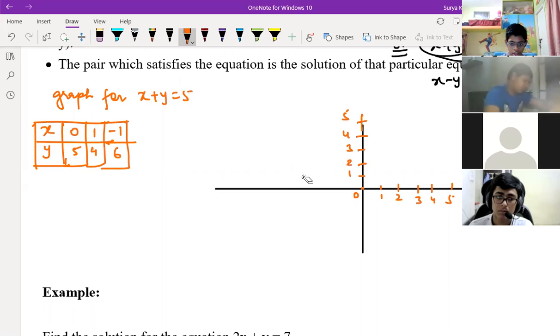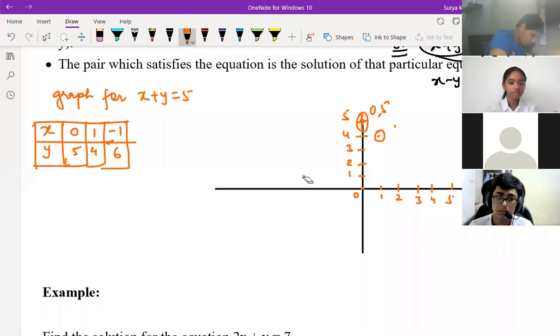So at 0, what is there? 5. We should point here. We write 0, 5, like that. Again at 1, we are getting 1, 4. We have to point over here, 1, 4. Understood, Nihar? Yes, sir. Again at -1, we are getting 6. It will come till here, right? So this is -1, 6.